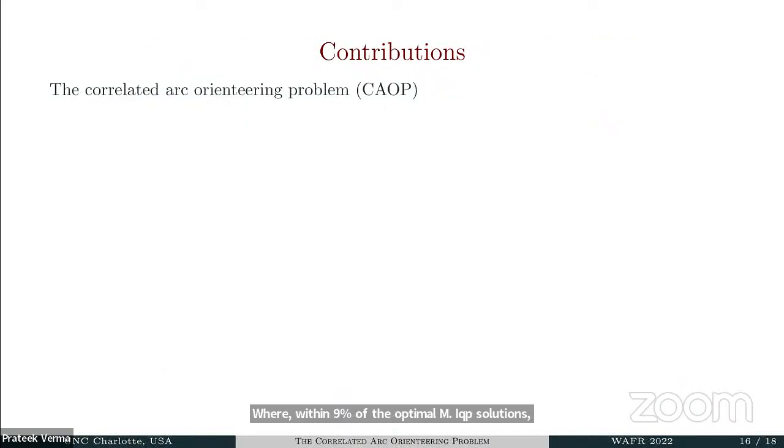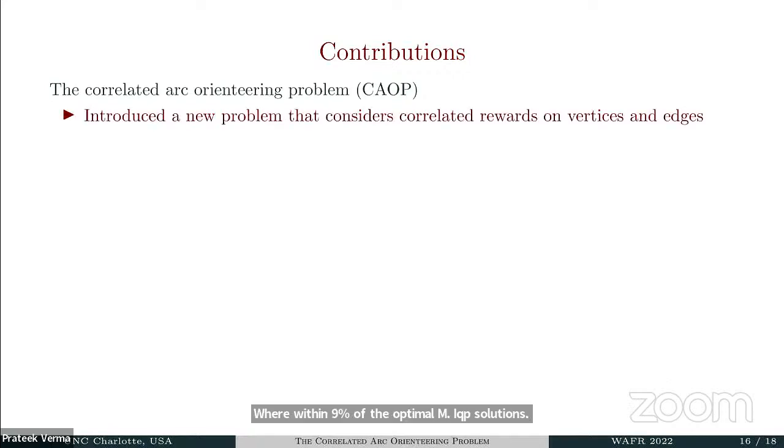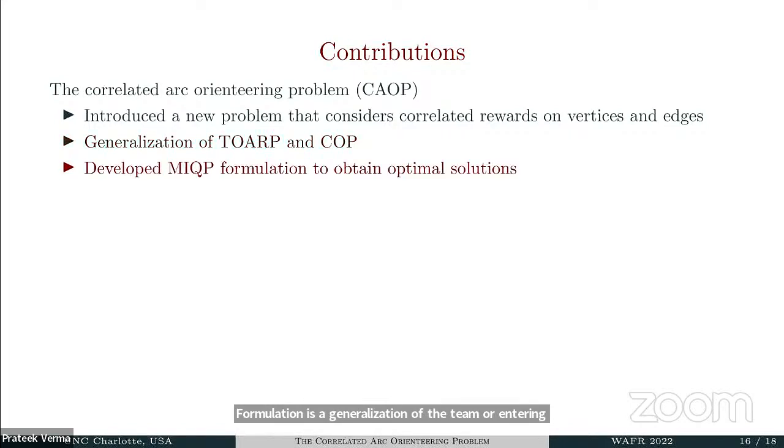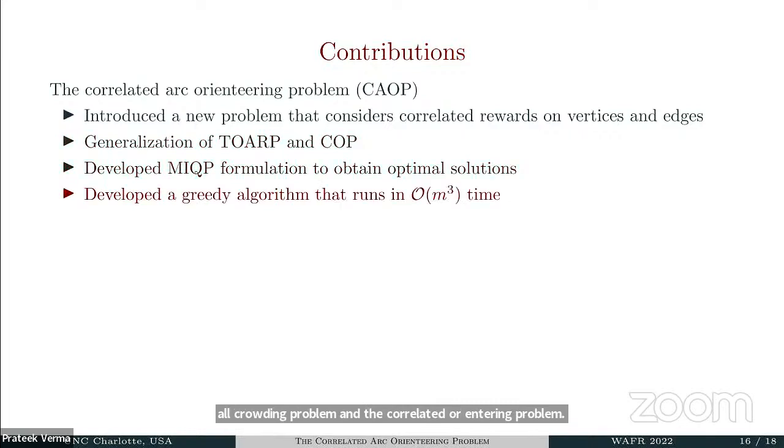So to summarize, in this paper, we introduced a new problem, the correlated arc orienteering problem, that considers correlated rewards on vertices and also on edges. The formulation is a generalization of the team orienteering arc routing problem and the correlated orienteering problem. We developed an MIQP formulation to obtain optimal solutions. We developed a greedy algorithm that runs in O of M cubed time.